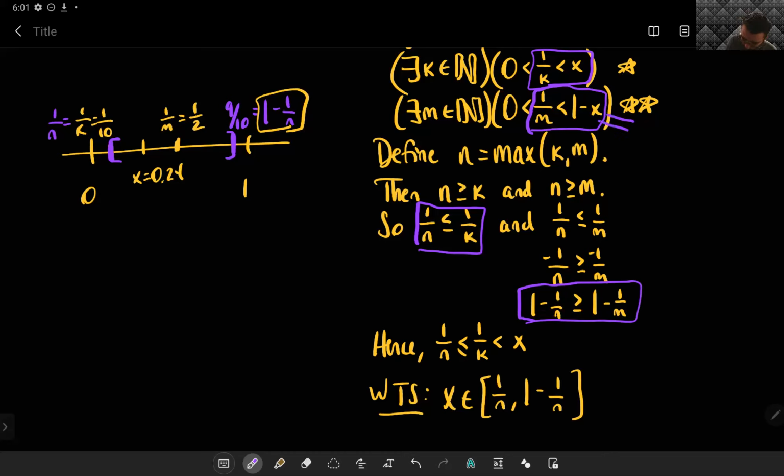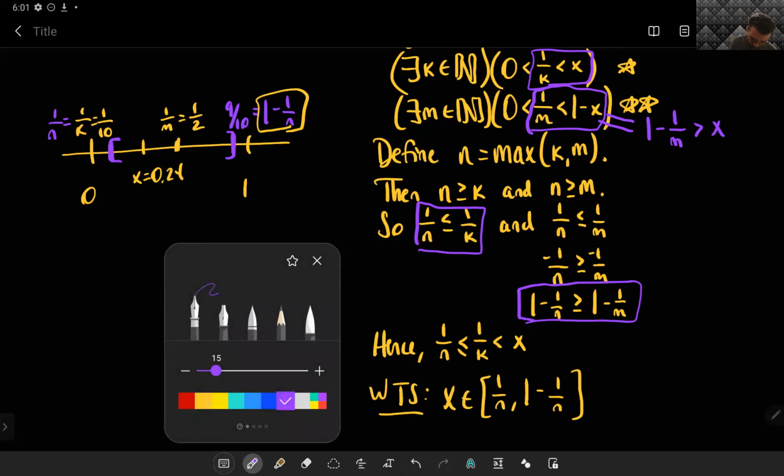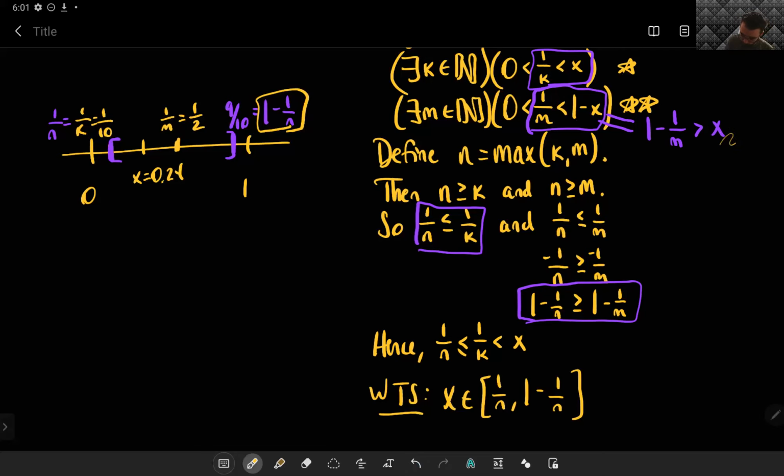Let's rearrange what this looks like. I want 1 minus 1 over m to appear in both places. So I'll rearrange that: 1 minus 1 over m, I'm subtracting the 1 over m, and then adding the x over. That would be greater than. Cool. So convince yourself that the argument works. And then what we get when we combine those two is that x is less than 1 minus 1 over m.